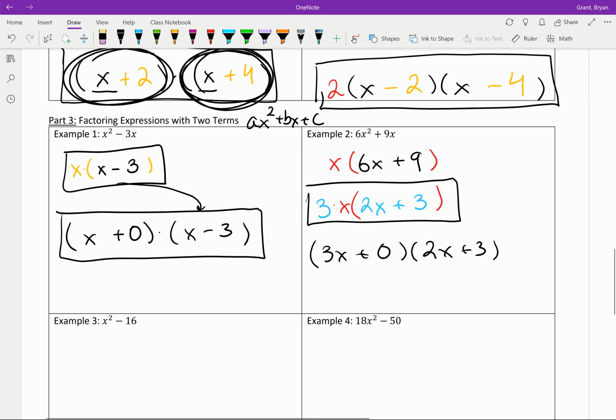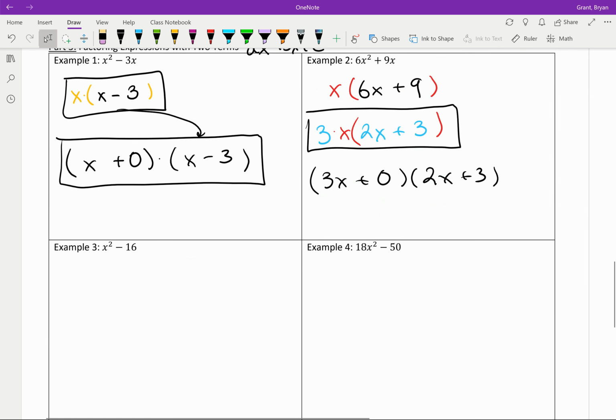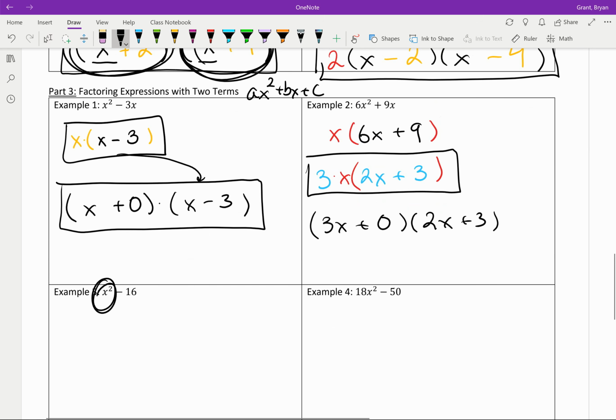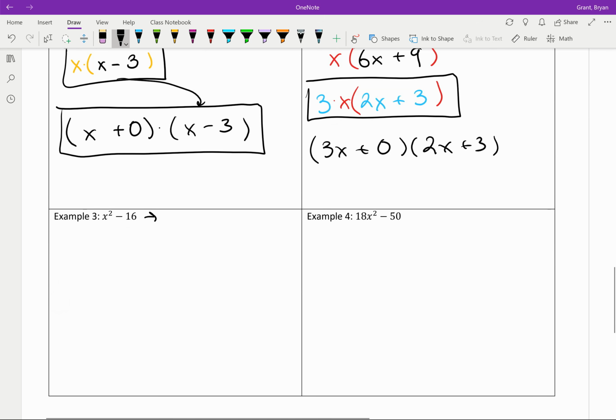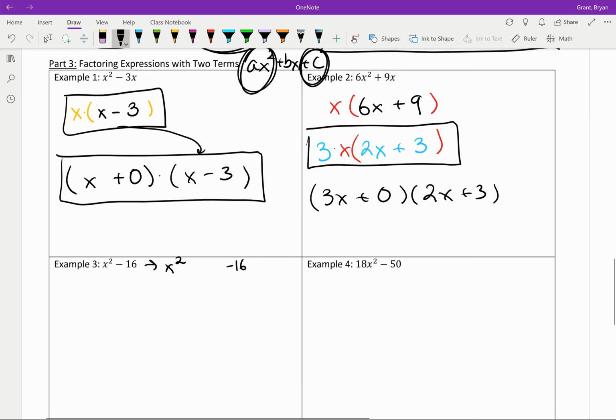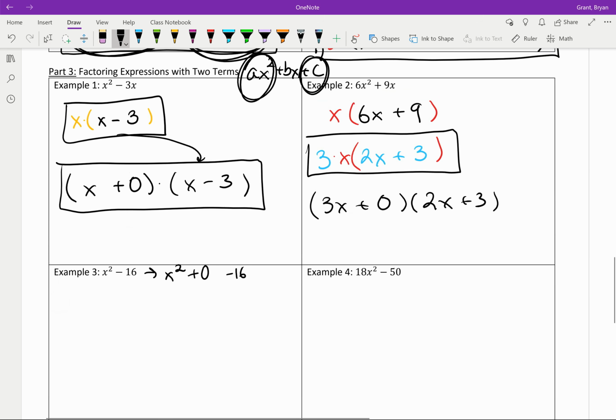Okay. Last two. This one, we have an x squared, that's like our ax squared, and a minus 16, which doesn't have an x, so that's got to be the c. So we have the first one and the last one, but not the middle one. Could you still use the box method? Absolutely. We would just rewrite this. We'd say there's an x squared, let's leave a gap, minus 16. How many x's are here? Well, there are 0 x's.